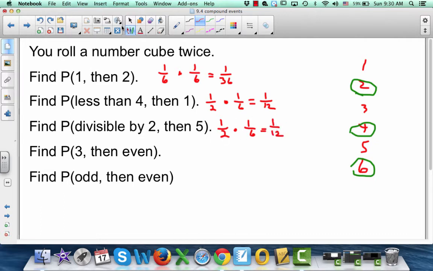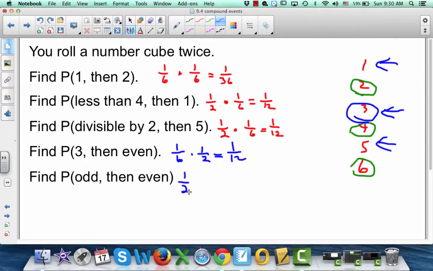All right, the probability of a 3, then an odd number. Probability of a 3. There is only one 3, so 1 out of 6, times an odd number: 1, 3, 5, so 3 out of 6, or 1 out of 2. That's 1 out of 12 again. All right, the probability of odd, then even. Well, there are 3 odd numbers and 3 even numbers. So 3 out of 6 would be 1 out of 2, and 3 out of 6 would be 1 out of 2, so you would get 1 out of 4.